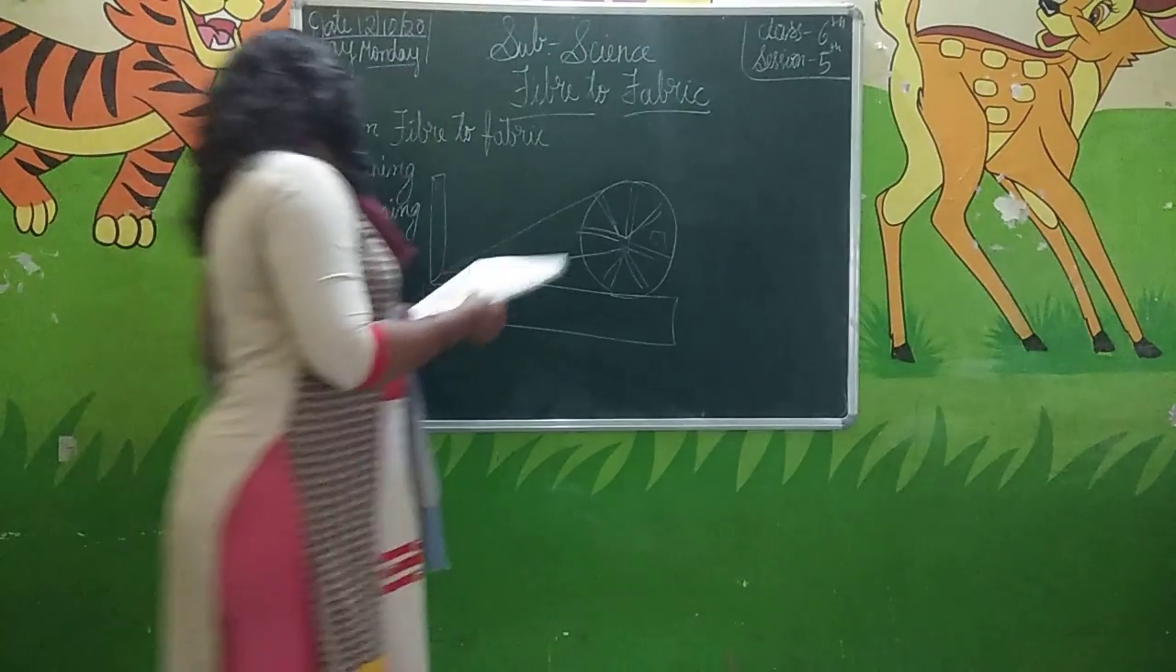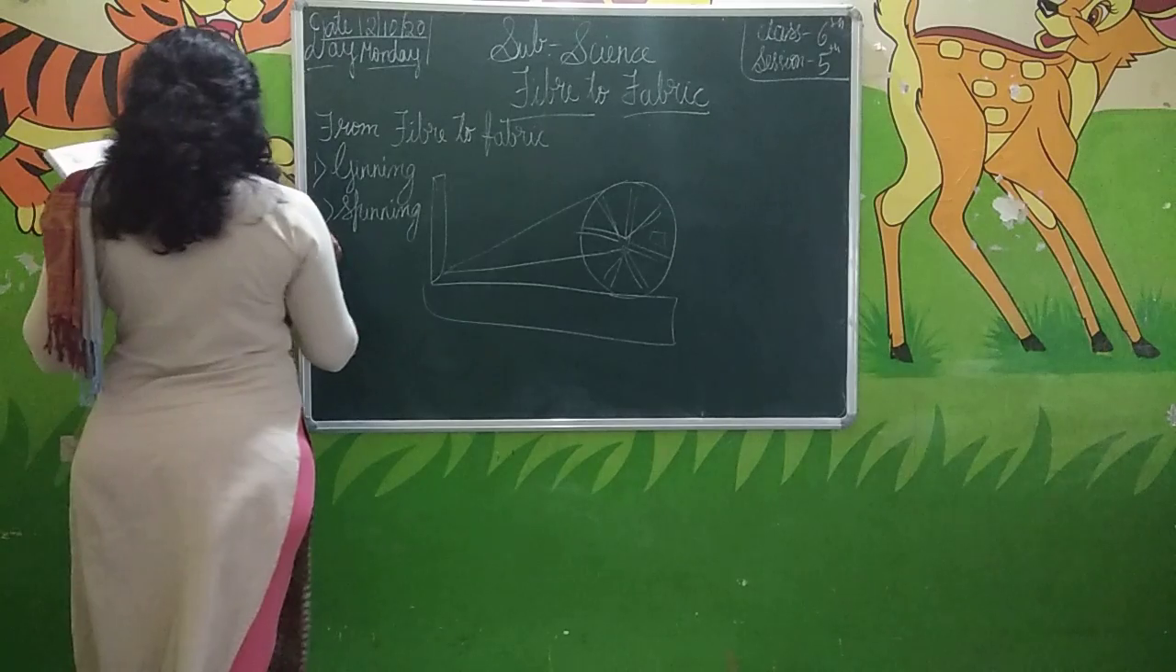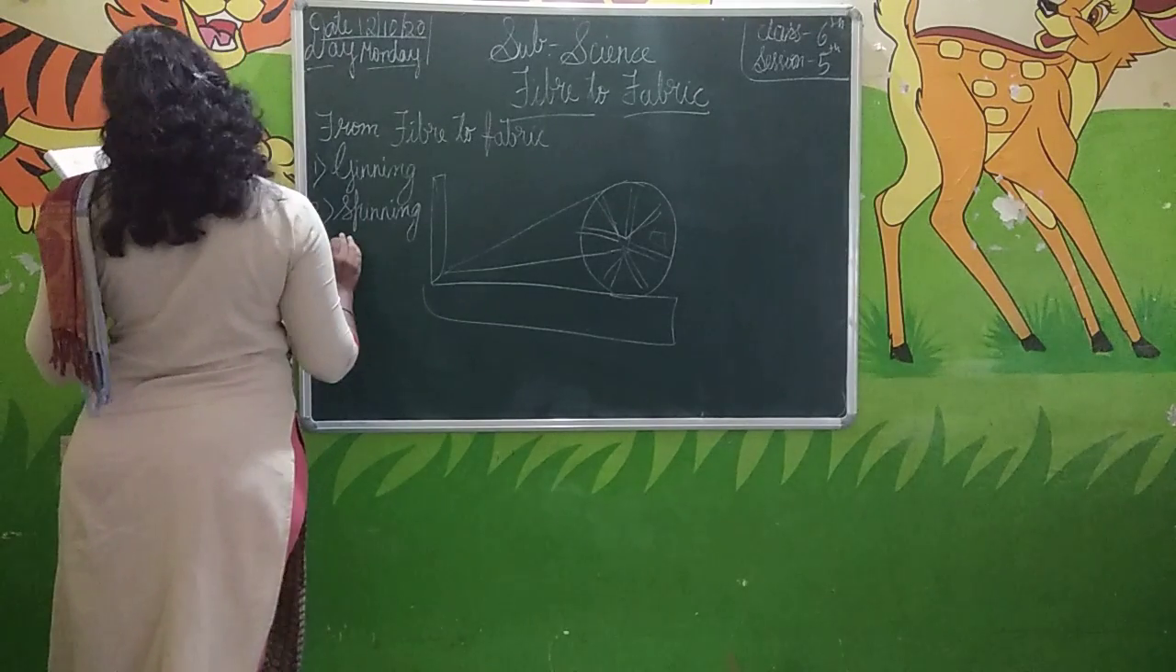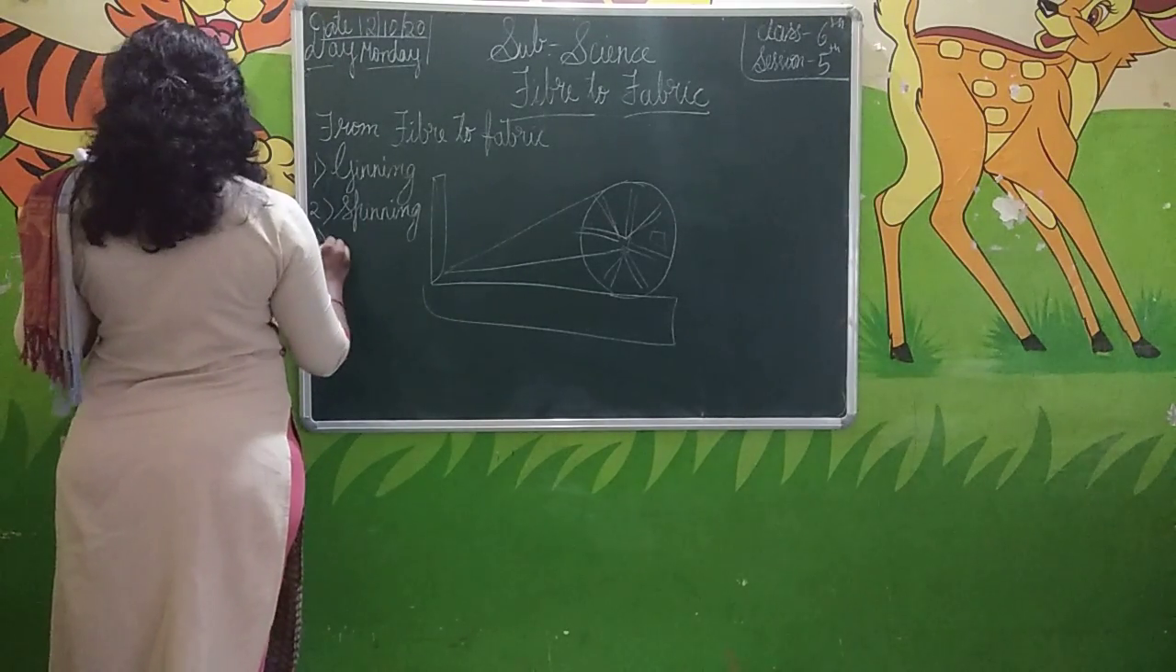This is the second process of forming the fabric from fiber. First is ginning, second is spinning, third is weaving.